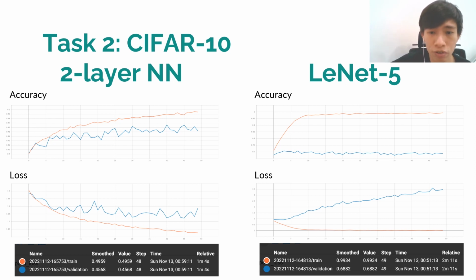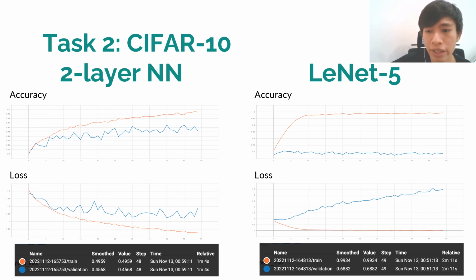The loss for the training phase is almost 0, which is a good thing. But when we test with the validation phase, the loss keeps going up, which means LeNet-5 does not fit the CIFAR-10 model, and neither does the two-layer neural network fit the CIFAR-10 dataset.